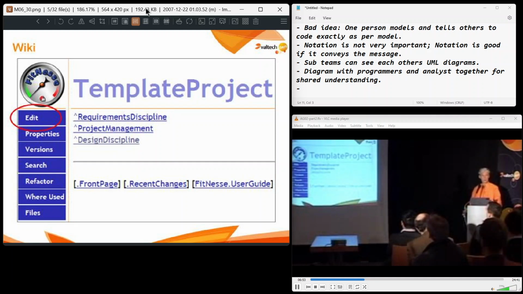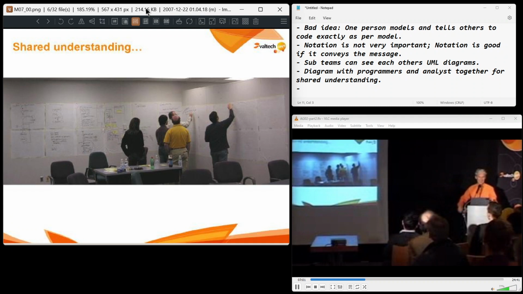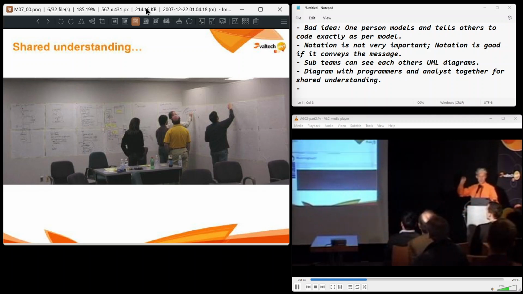And what we do if we're concerned that the cleaning person is going to come in and wipe the walls at the end of the night, or if we need to share these sketches with another team in India or in Los Angeles, then what we'll do is we'll take digital photos of all of these pictures and we'll drop them into wiki pages.